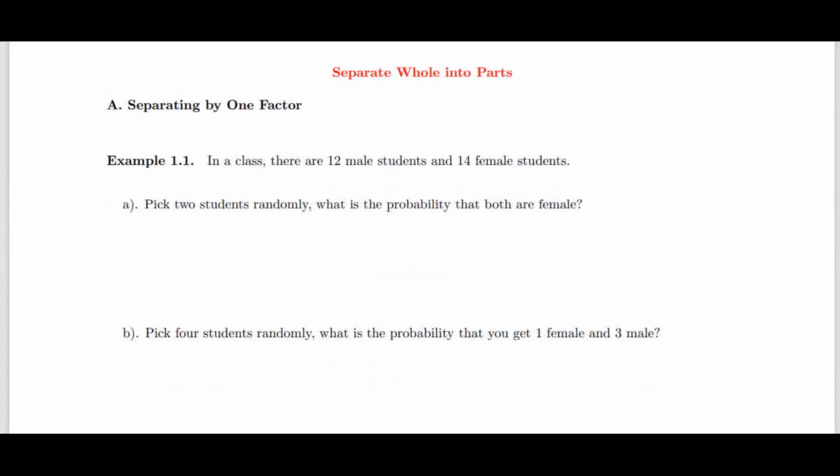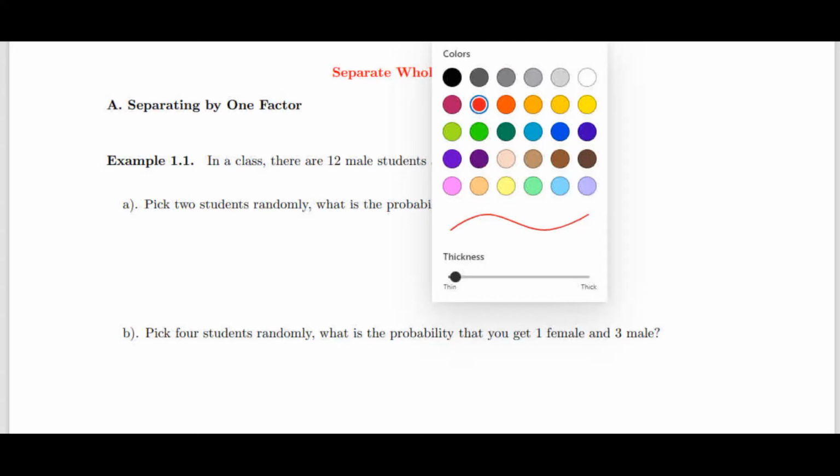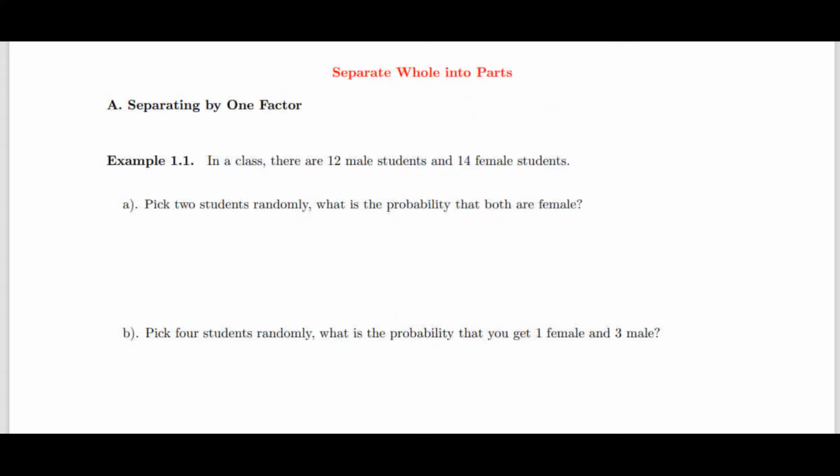Okay. So for probability, the basic idea is to split the whole into parts. We can split the whole into parts by one factor, or by two factors, or by three factors. So let's check some examples. In our class we have 12 male and 14 female. So we can split this whole class of 26 students into two parts: 12 male and 14 female.